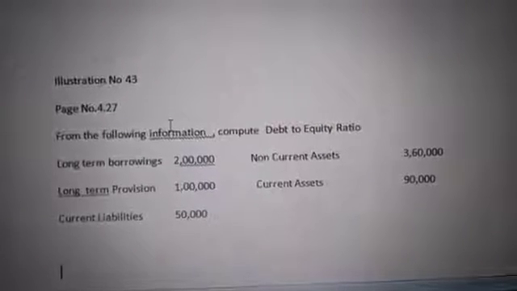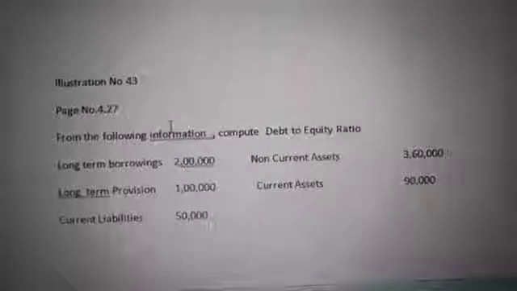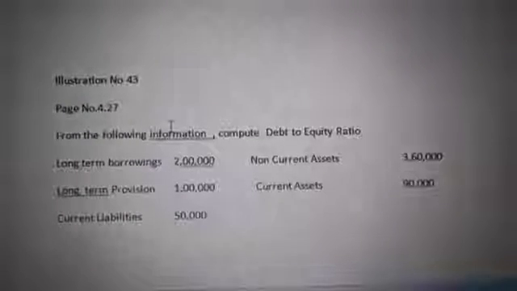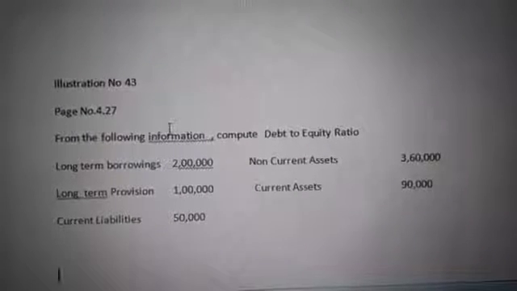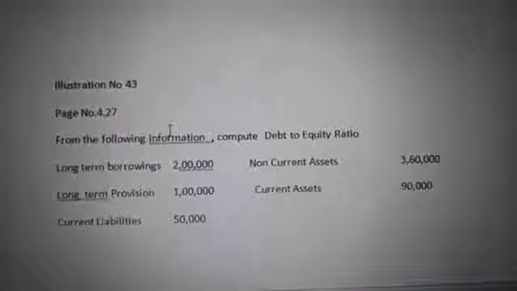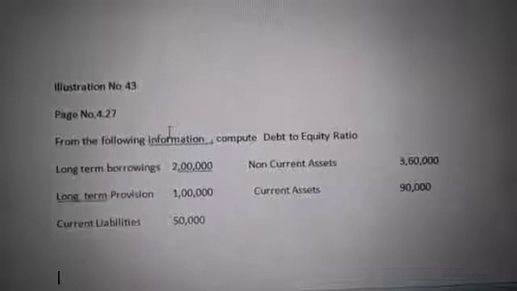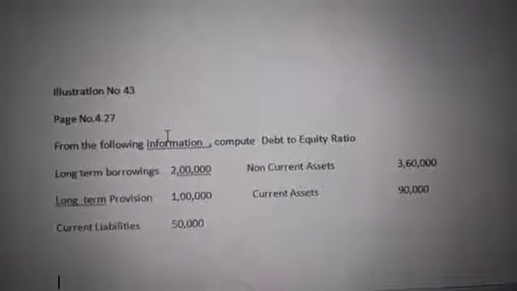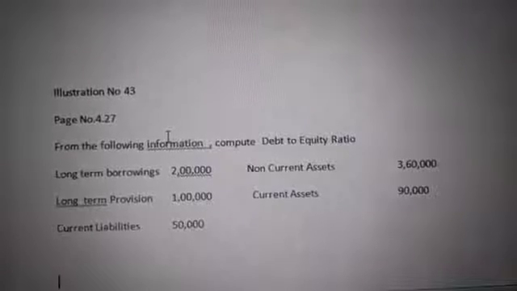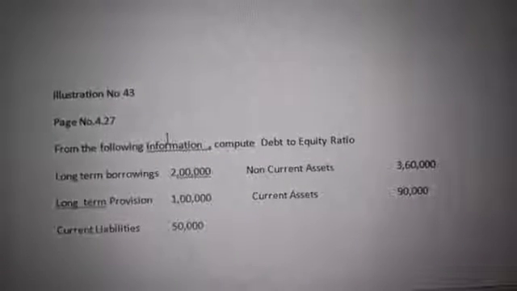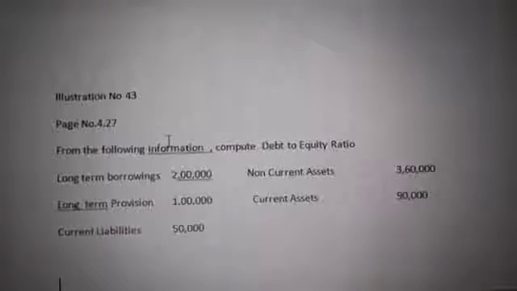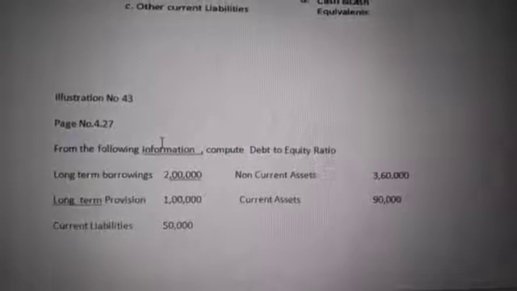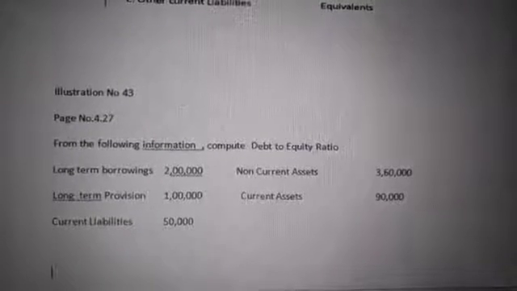So now, the question in front of us. What question is given? The question is totally from your T.S. Grewal, page number 4.27, illustration number 14.3, based on debt equity ratio. Here the question says, from the following information, compute debt to equity ratio. Here long term borrowing is given, 2 lakh rupees, long term provision is given. What are they? I am pointing it out.